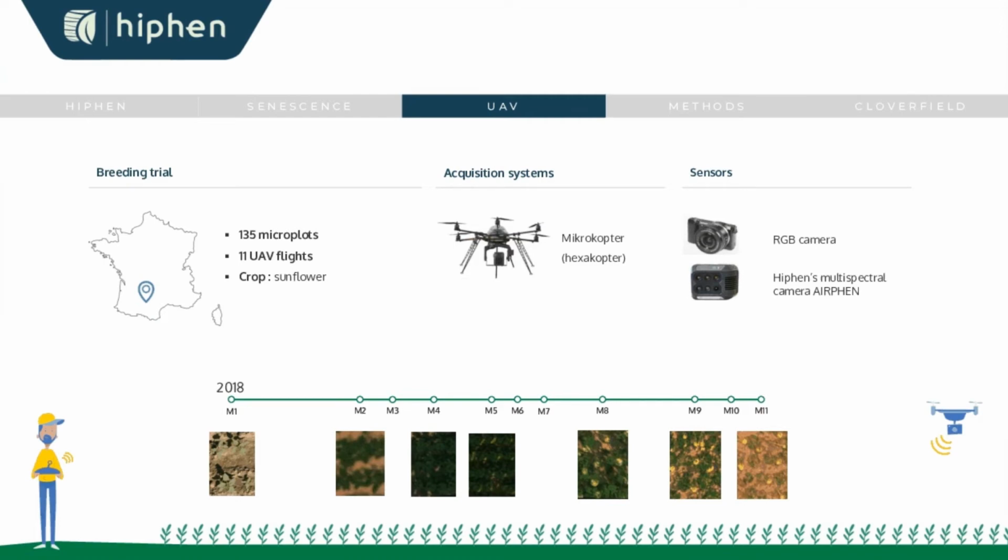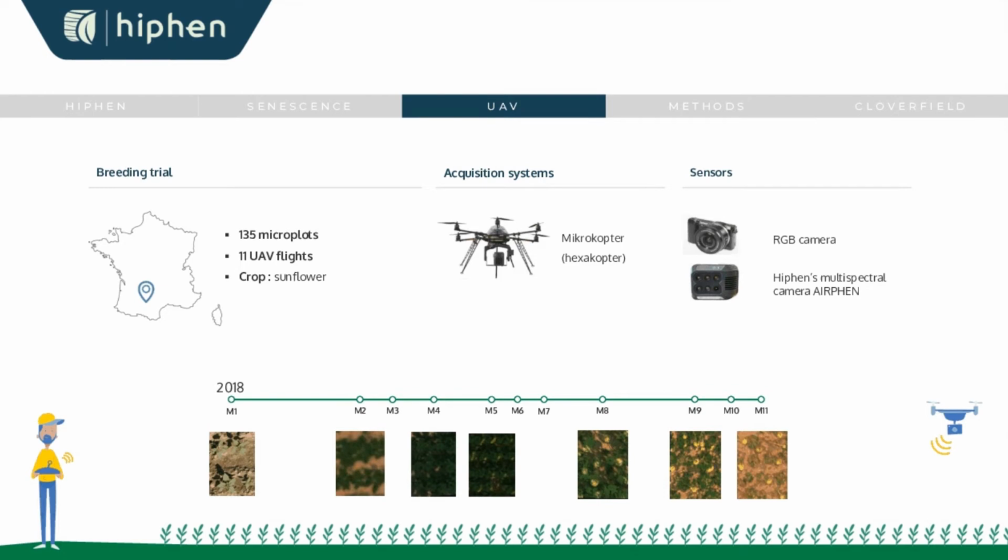They made 11 flights from emergence to full senescence, to the plant dying. There was some monitoring with an RGB camera at the beginning and a multispectral camera at the end. We will just speak about multispectral monitoring today. Please note two things. In 2020, we will only do RGB cameras, so we are able to follow up senescence with an RGB camera as well.